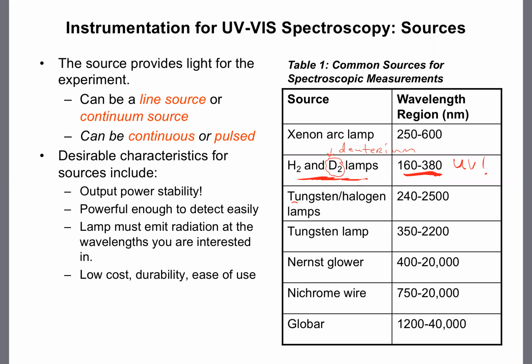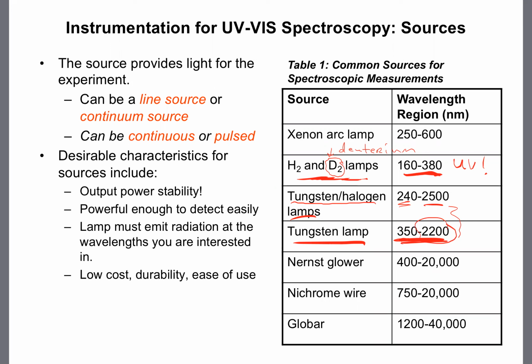The next lamp is tungsten or tungsten halogen lamps. We kind of group these together. Generally producing light from about, this one's a little bit lower, about 250 to 2500 nanometers. This one's 350 to 2200. Basically, both of these have a tungsten wire inside of an evacuated glass envelope. You pass a current through the wire. The wire heats up and it gets hot and it basically glows, almost like a hot chunk of iron. Now, if you get it hot enough, you can get it to produce visible light, particularly the tungsten lamp, and even near IR, right? The wavelength extends out to about 2 microns.